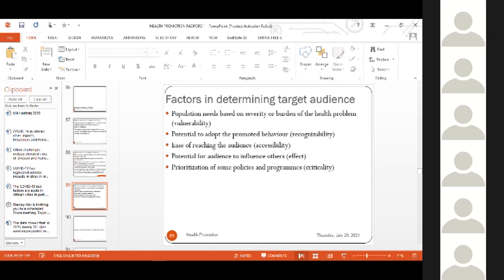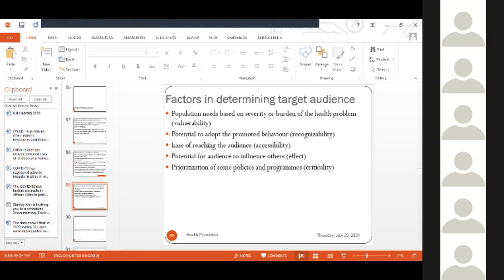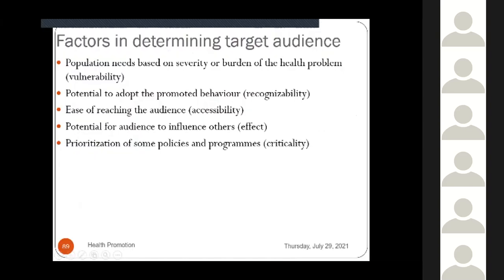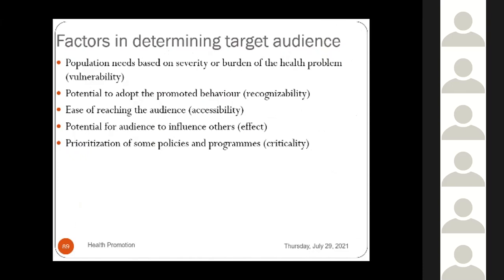So we are talking about the potential to adopt the promoted behavior. Try as much as possible to see if your client or the segment of the population is capable of adopting the behavior that you want to see. And also the ease of reaching the audience, their accessibility. How do you reach that particular segment? It is not easy, for example, when you look at the female sex workers that I've talked about, or the men who have sex with men. How do you get them? These are not people that are selling in the market that you can identify. So how do you reach them? It's a big challenge. So it's an issue that you must also look at.